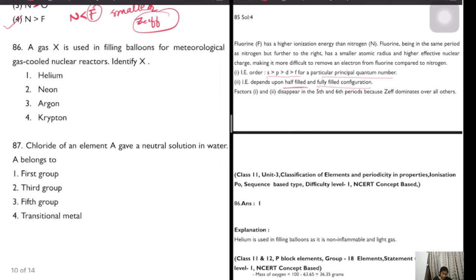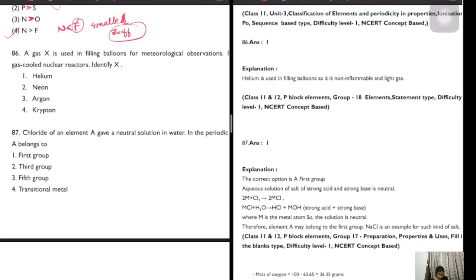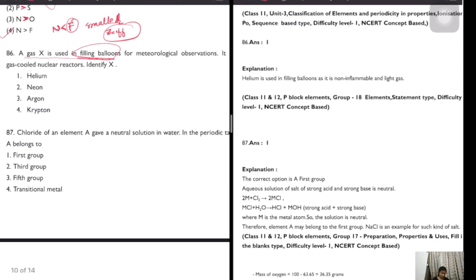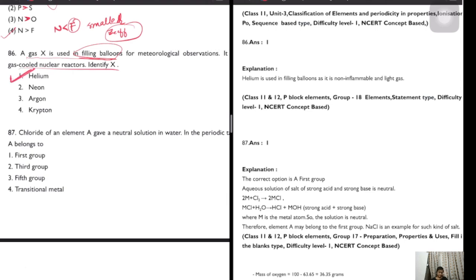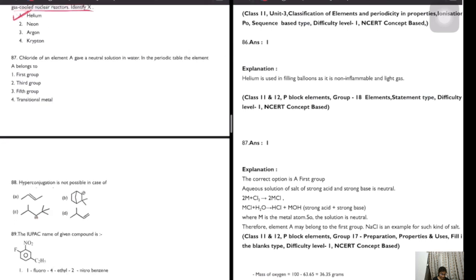This is very easy. A gas X is used for filling balloons. Whenever you see filling balloons, obviously it's going to be helium, sorry. For meteorological observations, it is also used in gas-cooled nuclear reactors. So which is helium. Keep this in mind. It is used in gas-cooled nuclear reactors. It is non-inflammable and light gas. Won't catch fire that easily.